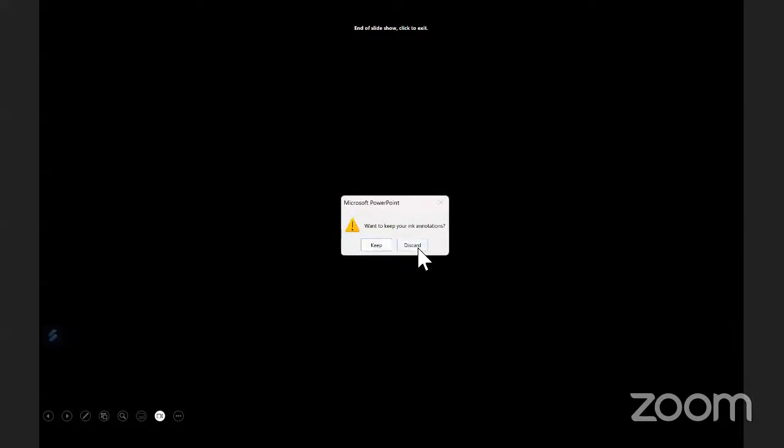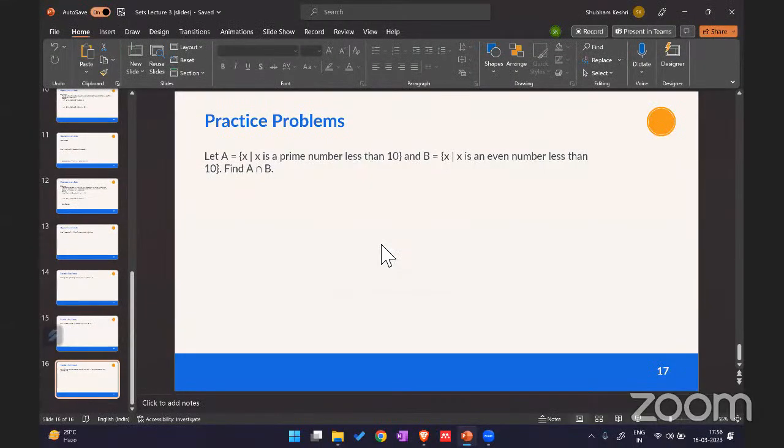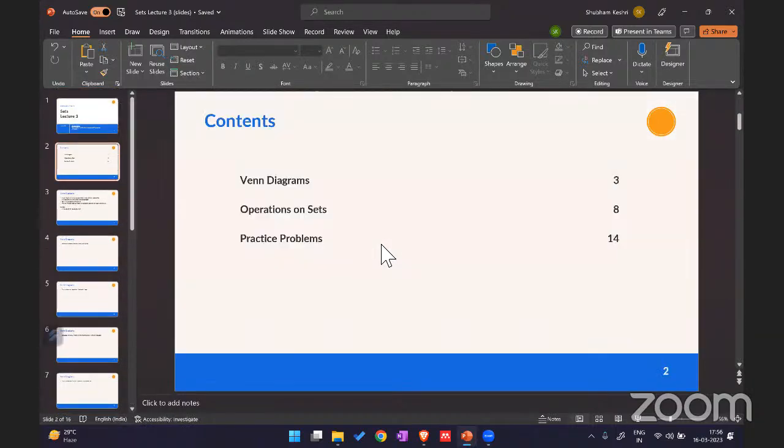So these are all the problems I have kept here, and therefore we complete this lecture. So what have we covered? We have covered Venn diagrams, the operations we perform on sets, and we saw some practice problems.